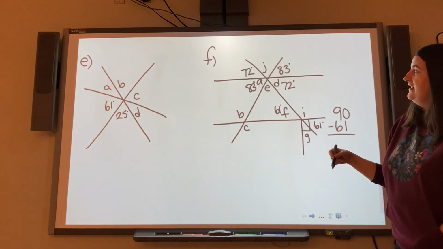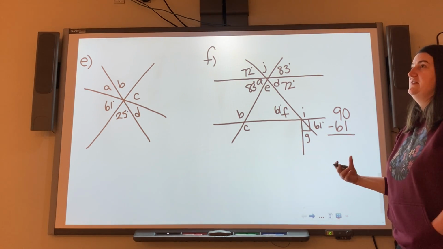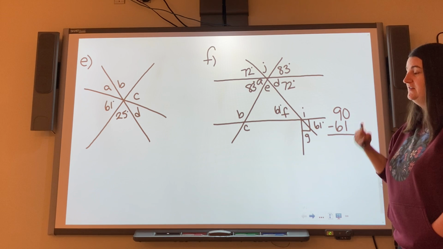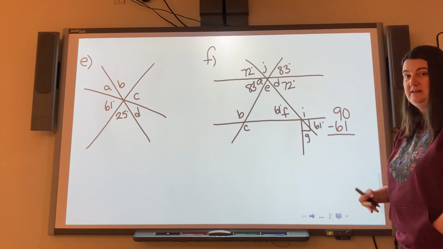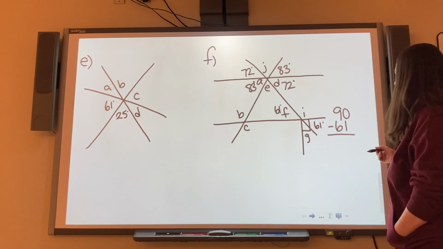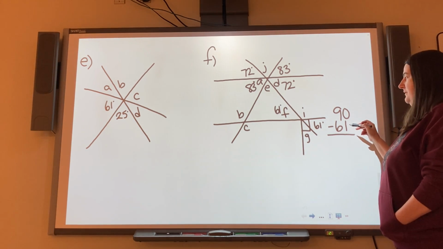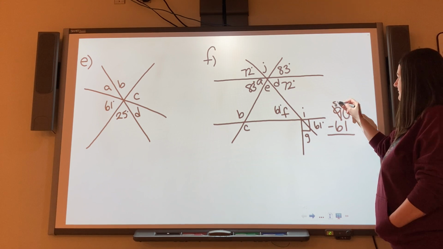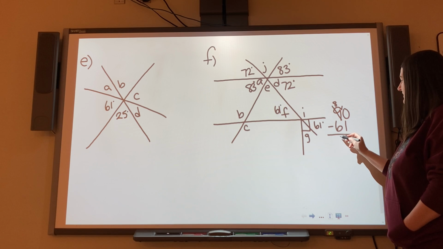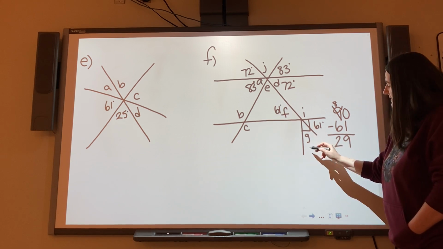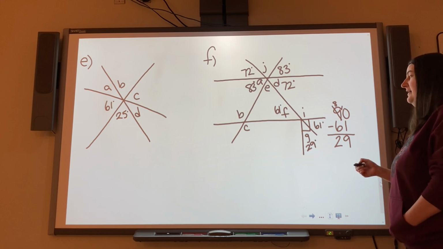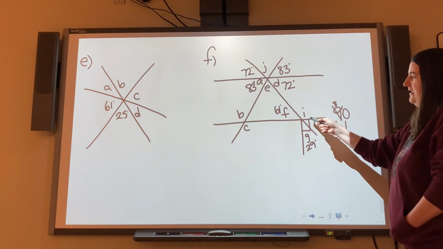So these kinds of diagrams are where you use all the things that you know, everything from that chart. Supplementary angles, complementary angles, opposite angles, and co-interior angles to solve this problem. So, you're gonna have to borrow. 10 minus 1 is 9, 8 minus 6 is 2, so I know that angle G is 29 degrees. All right, I'm done that part, let's do I.